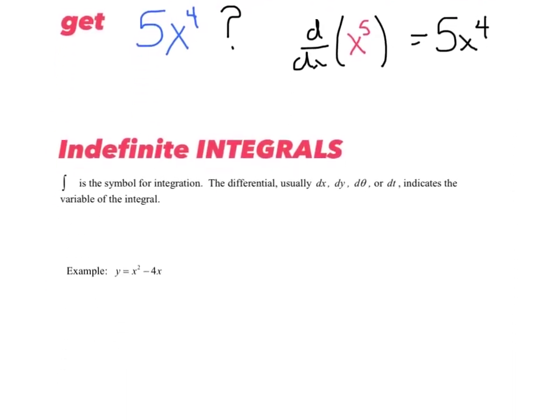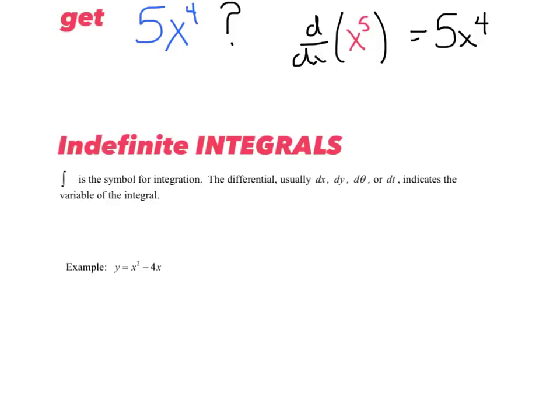So again, I want you to title this next little section called Indefinite Integrals. We're going to deal with two types of integrals this year, indefinite and definite. So we'll start with the indefinite integral. First of all, this symbol that you see here is the symbol for integration, also known as an integral. The differential, usually dx, dy, d theta, or dt, indicates the variable of the integral. For example, if you saw the integral symbol and you saw, let's say, sine of theta, right next to it would have to be d theta. And what that means is this variable is telling you the variable we're going to integrate.